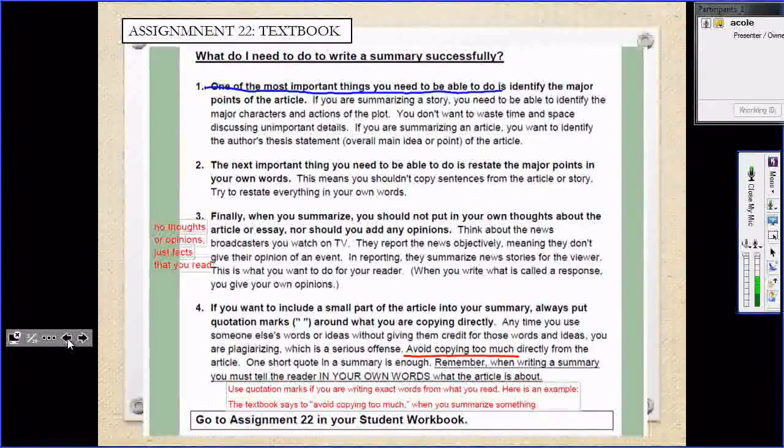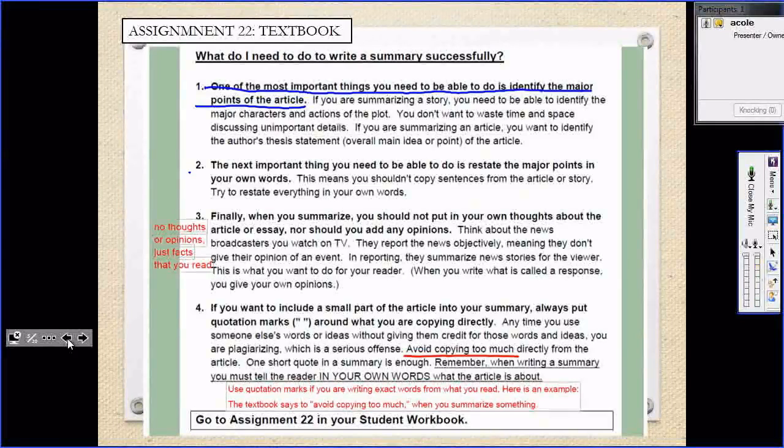One of the most important things you need to be able to do is identify the major points of the article. I could keep reading, right? But that's what you need to know. That's what you take, that information, and you explain it in your own words.